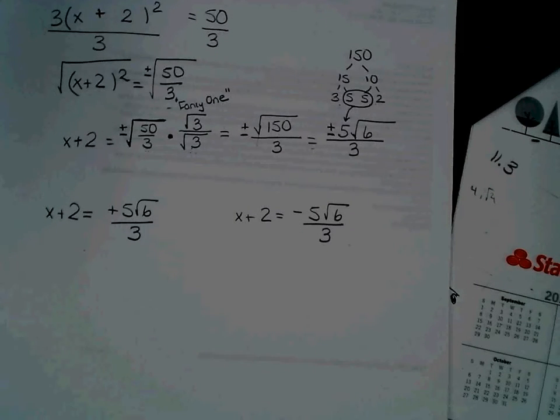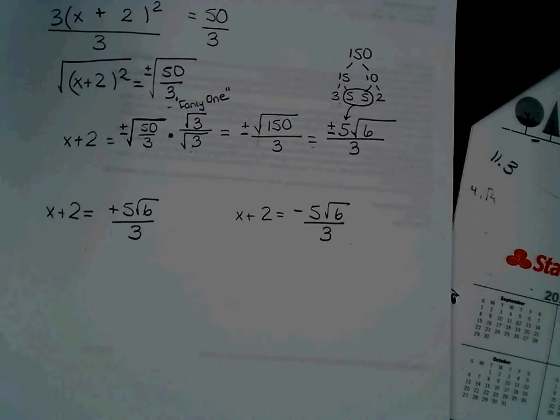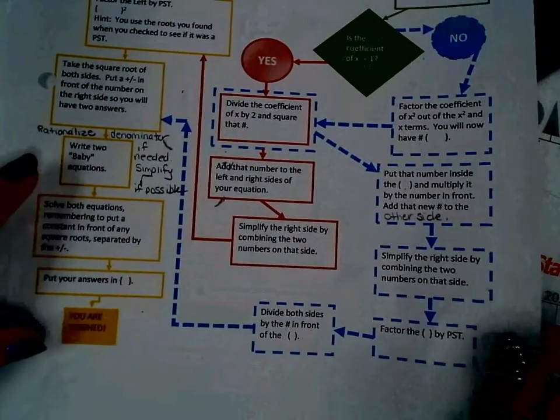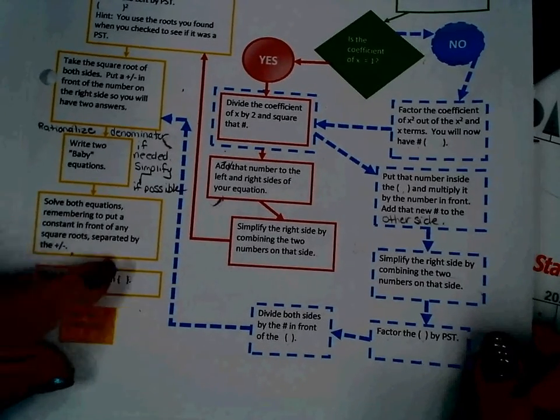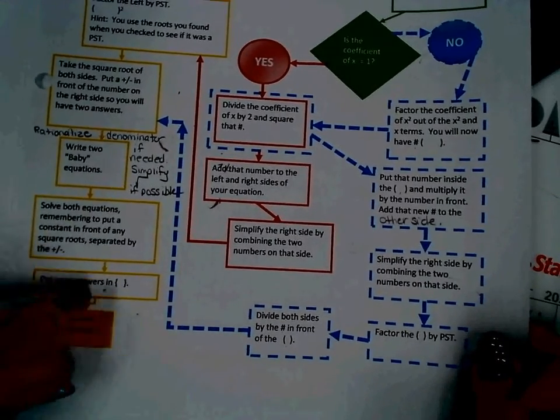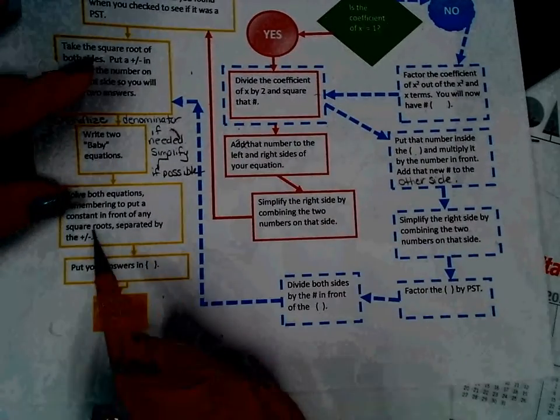X plus 2 equals negative 5 on the square root of 6 over 3. Okay, here's the plus one, and here's the minus one. Write two baby equations. We did that. Solve both baby equations, remembering to put a constant in front of any square roots separated by a plus or minus.